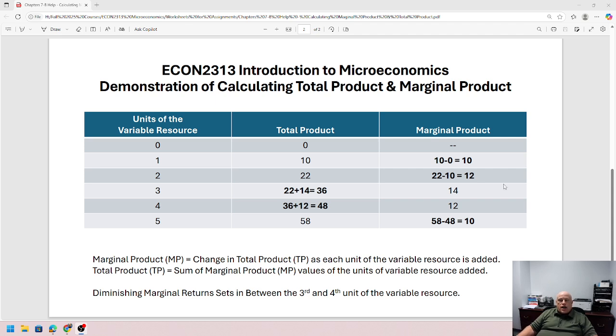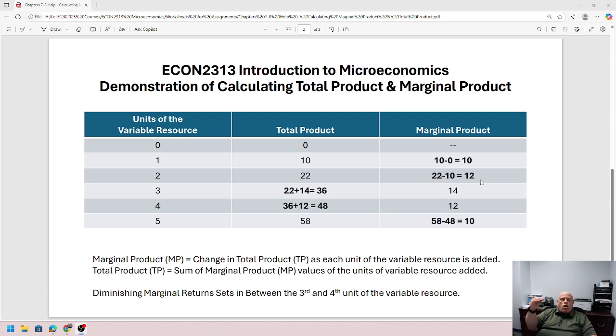Okay. And again, I do want you to show, just like I've done here in this example, I want you to show on your assignment the actual calculations that you're doing to get those numbers. Don't just type in the number there. I want you to actually show how you're calculating those values. Okay. So 22 minus 10 is 12.